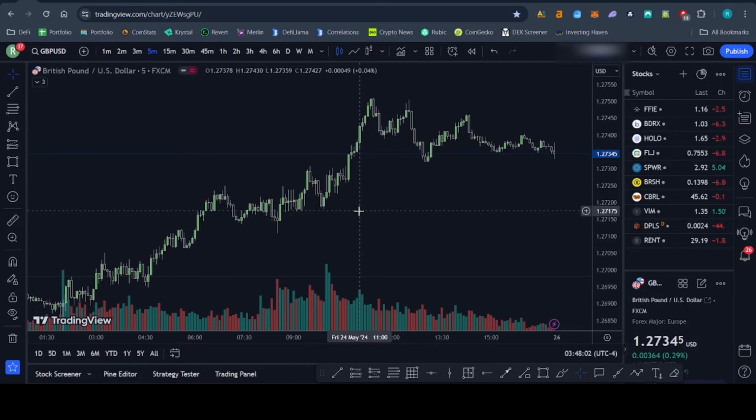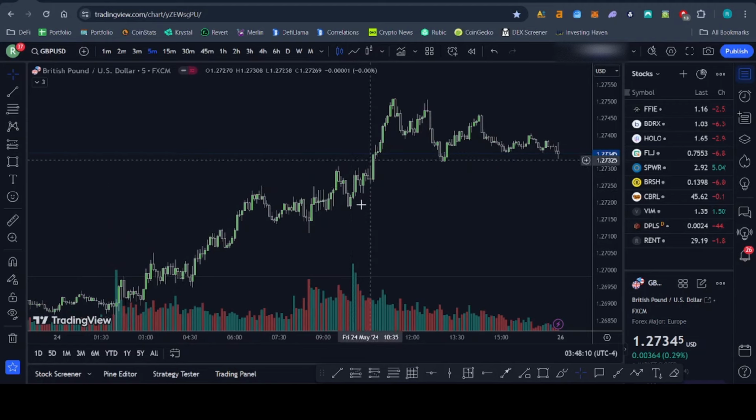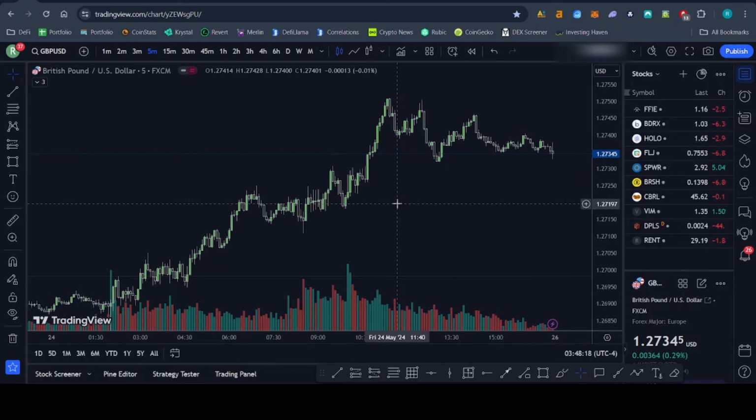So have a look at your charts, have a look at identifying higher highs, higher lows, lower highs, lower lows, and also periods of consolidation or ranging markets as well, when the price is moving sideways, not really going anywhere. Just have a little go on TradingView or whatever charting package it is that you have.